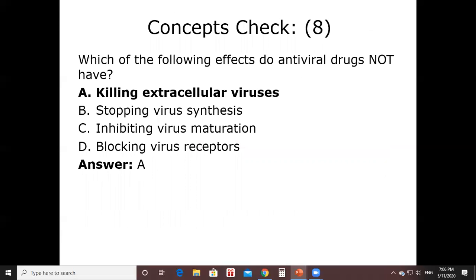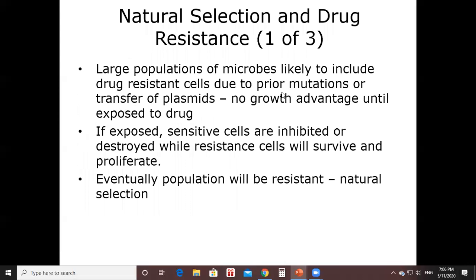Okay. And so this is which of the following effects do antiviral drugs not have? So antiviral drugs at this point do not have the ability to kill the extracellular viruses. So viruses outside of the cell, they found a way to stop viruses from duplicating, stop viruses from attaching, but we at this point do not have a way to kill the viruses.